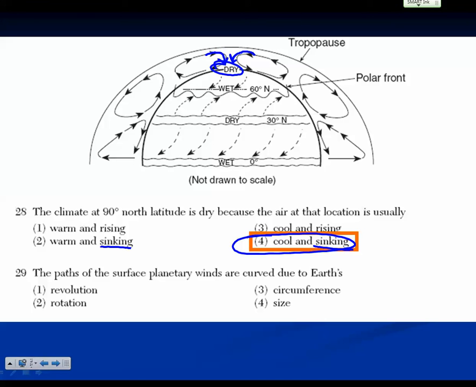Okay, the next question: paths of the surface planetary winds are curved due to Earth's... We learned all about the Coriolis effect in that last lesson, and the fact that it's due to Earth's rotation, not revolution. Don't get those two things confused. So these are just typical questions you might see having to do with planetary winds.